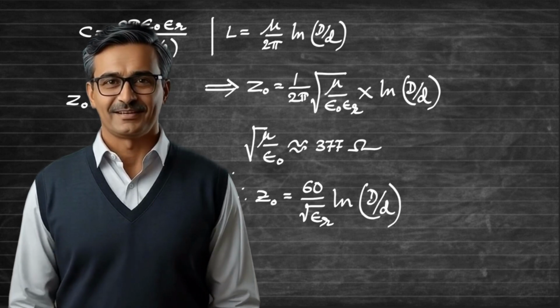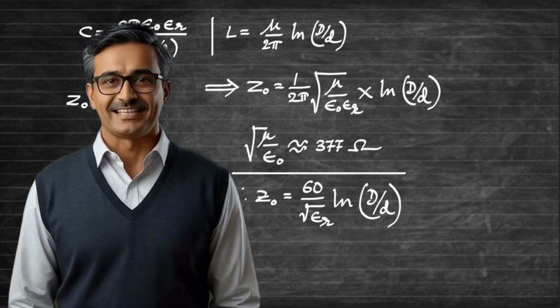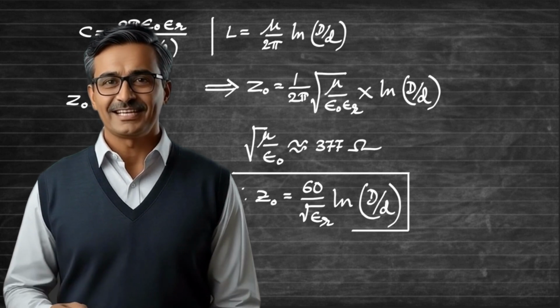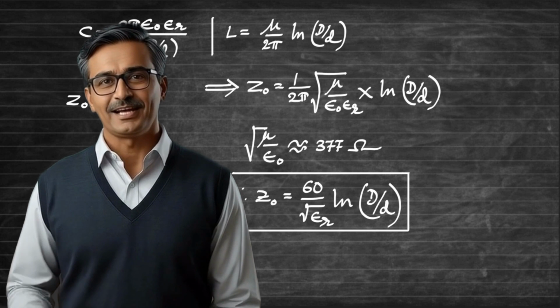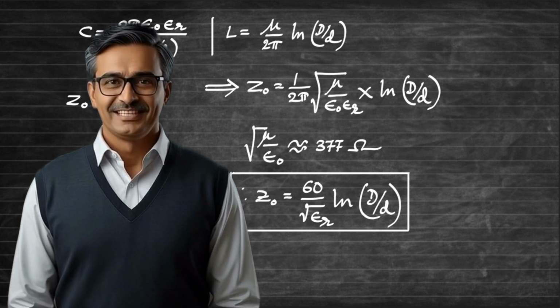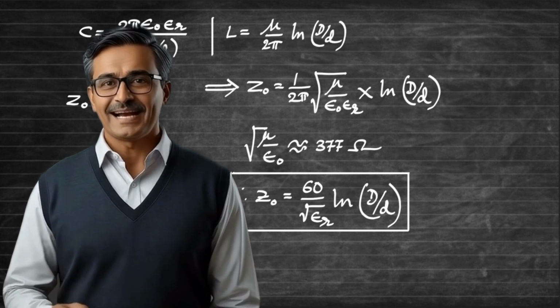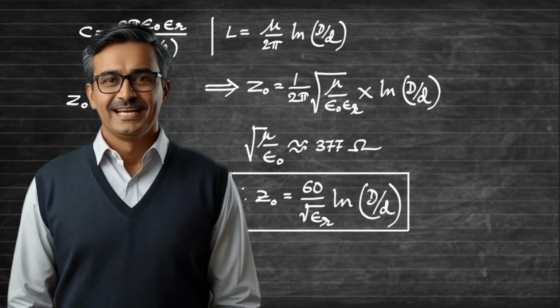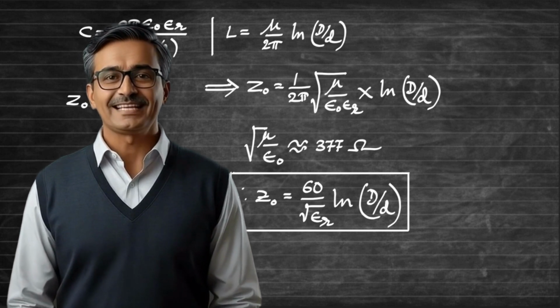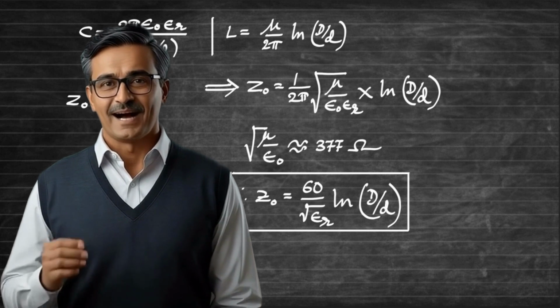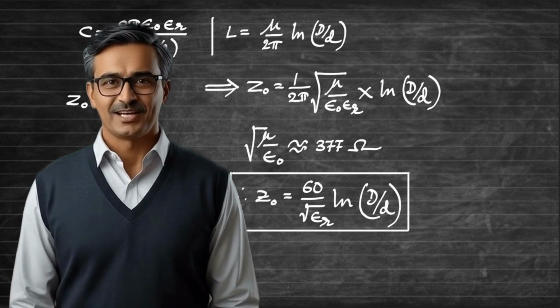Now from this expression, we can clearly understand two important things. First, if we increase the spacing between the inner conductor and the outer shield, that means if we increase the thickness of the insulation, then the ratio capital D by small d increases. Since the impedance is proportional to the natural logarithm of capital D by small d, the characteristic impedance increases. Second, if the dielectric constant, that is epsilon r, of the insulating material increases, then the characteristic impedance decreases, because epsilon r appears in the denominator inside the square root.